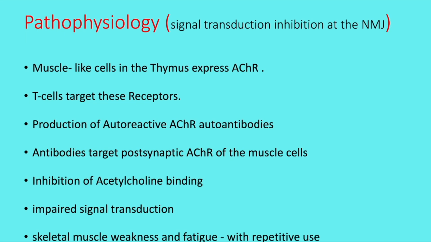Describing the pathophysiology of myasthenia gravis, in the thymus there are muscle-like cells present, which can also be called myoid cells, which express acetylcholine receptors. T cells target these receptors and produce autoreactive antibodies against the acetylcholine receptors, or simply called autoantibodies. Now, the antibodies target these postsynaptic receptors, and as a result, prevent acetylcholine binding on them and thus impair the signal transduction.